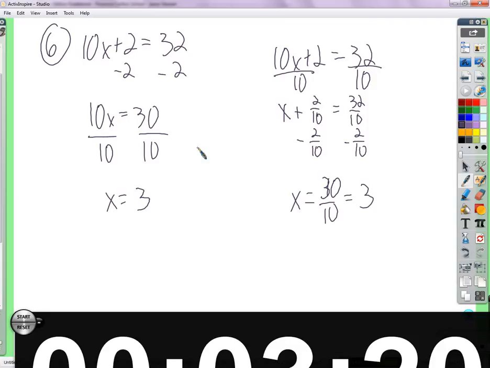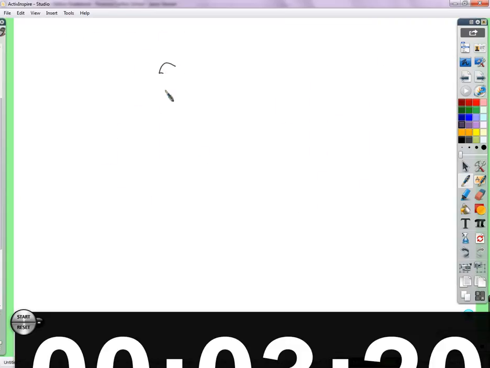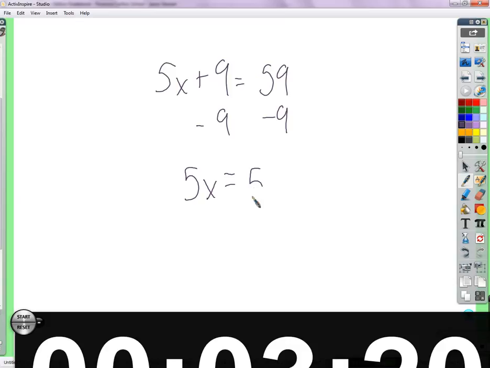Let's look at one more, just a made-up practice one. 5x plus 9 equals... If you were to follow my suggestion, what would you do first? Subtract 9 first. 50, and then divide by 5. Get x equals 10.